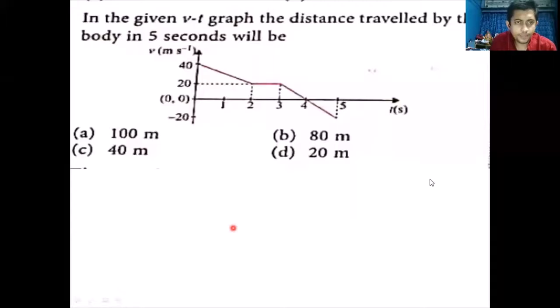Let's see the question. In the question, they're telling us that in this VT graph, what will be the distance traveled by the particle in 5 seconds? They said distance, students, not displacement.